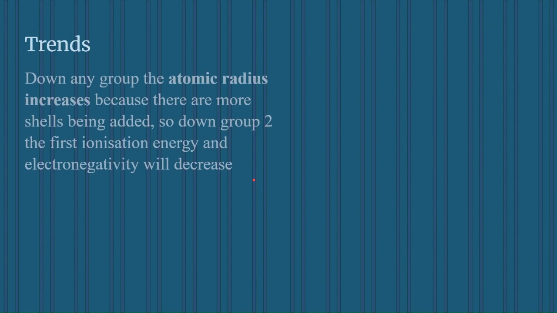So first, trends. Down any group the atomic radius increases because there are more shells being added, so that's just common sense. So down group 2, the first ionization energy and the electronegativity will decrease. You should have done topic 1. If you haven't done topic 1 yet, then please go do it. I've made a video on that as well.